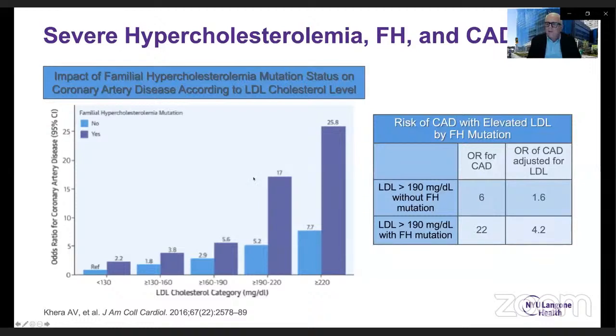So even if you risk adjust that based on LDL cholesterol, you can see that the odds ratio is 6 in 22 for LDLs without and with an FH mutation. Why is that? I think it's because the presence of a mutation assures that the patient has had high cholesterol from the day they're born. And this speaks to the concept of cholesterol burden, or area under the curve. How long have we been exposed to high cholesterol, and for how long? Kind of like pack years with smoking.